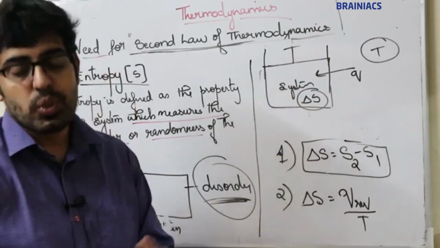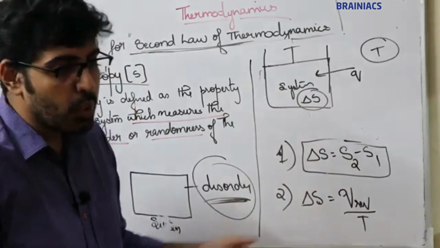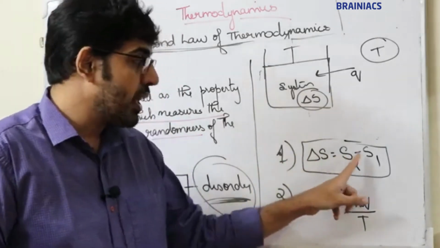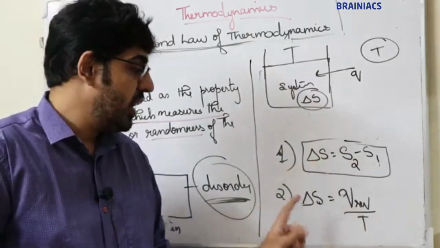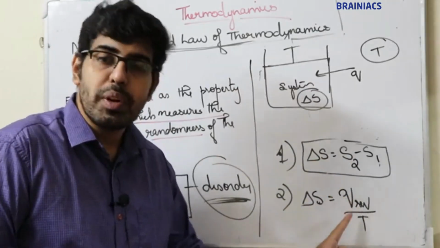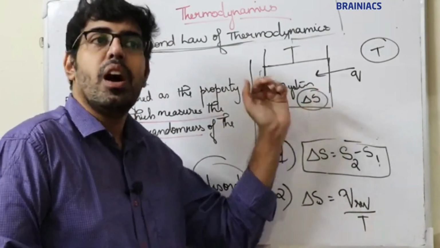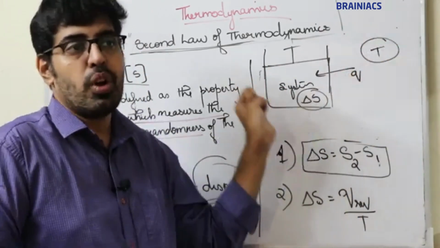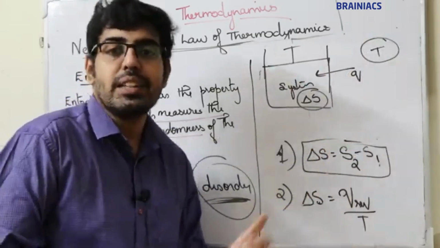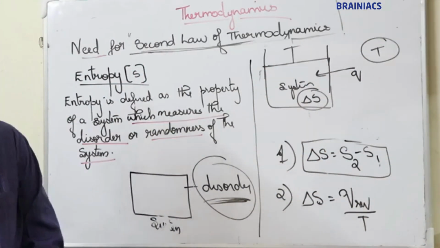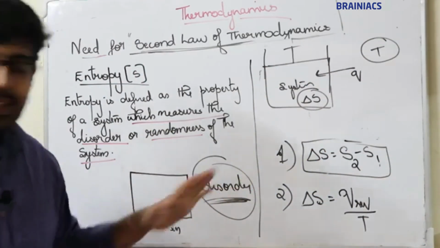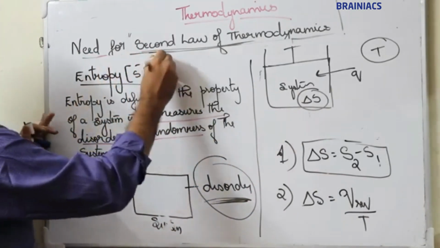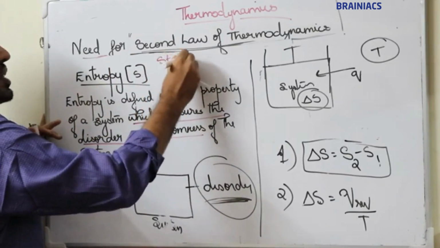So these are the two equations to calculate entropy change. Delta S is equal to Q reversible by T, and delta S is equal to S2 minus S1, entropy of products minus entropy of reactant. First one: if a system is undergoing a reversible process, and if it is absorbing Q amount of heat at a temperature T, then delta S is equal to Q reversible by T. I think it's clear. Now, entropy is a state function.